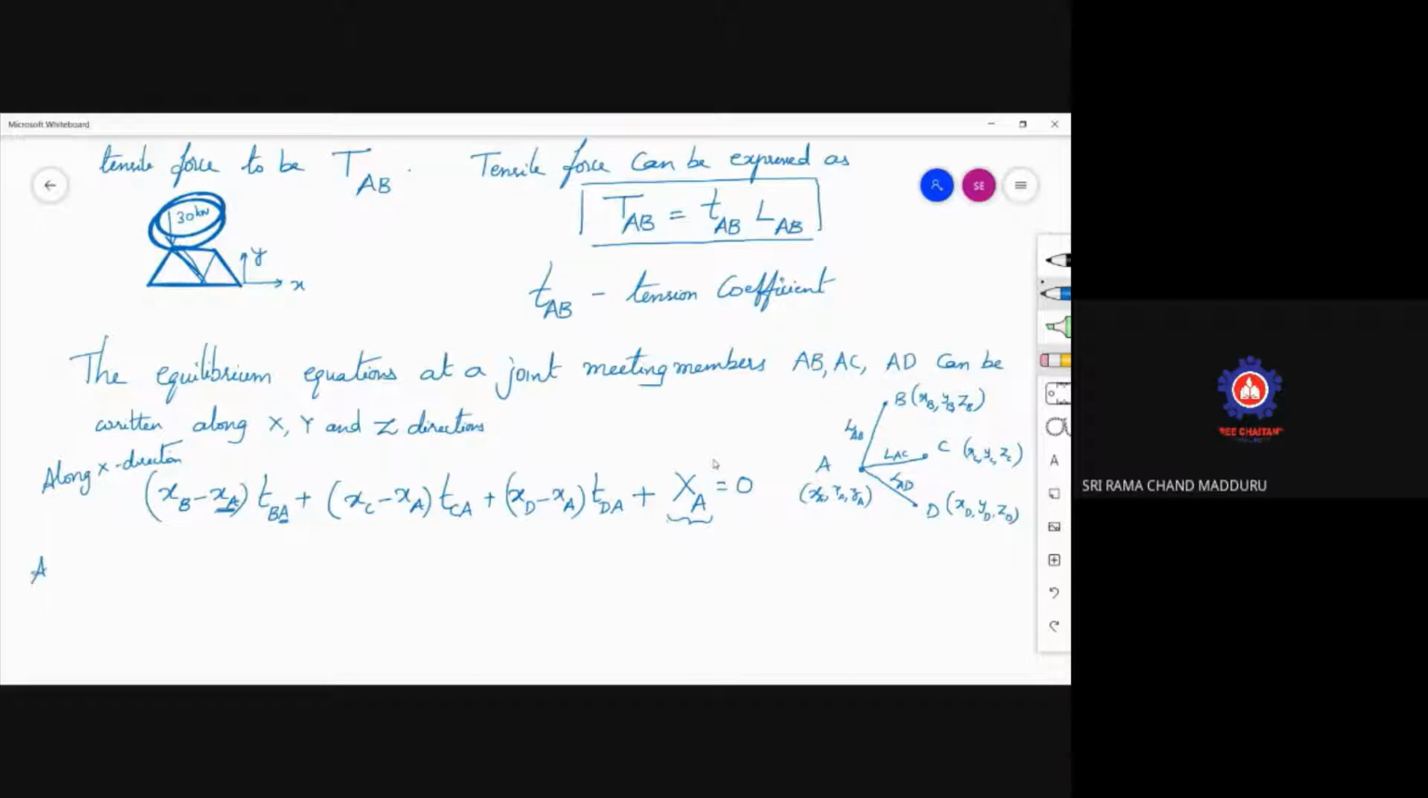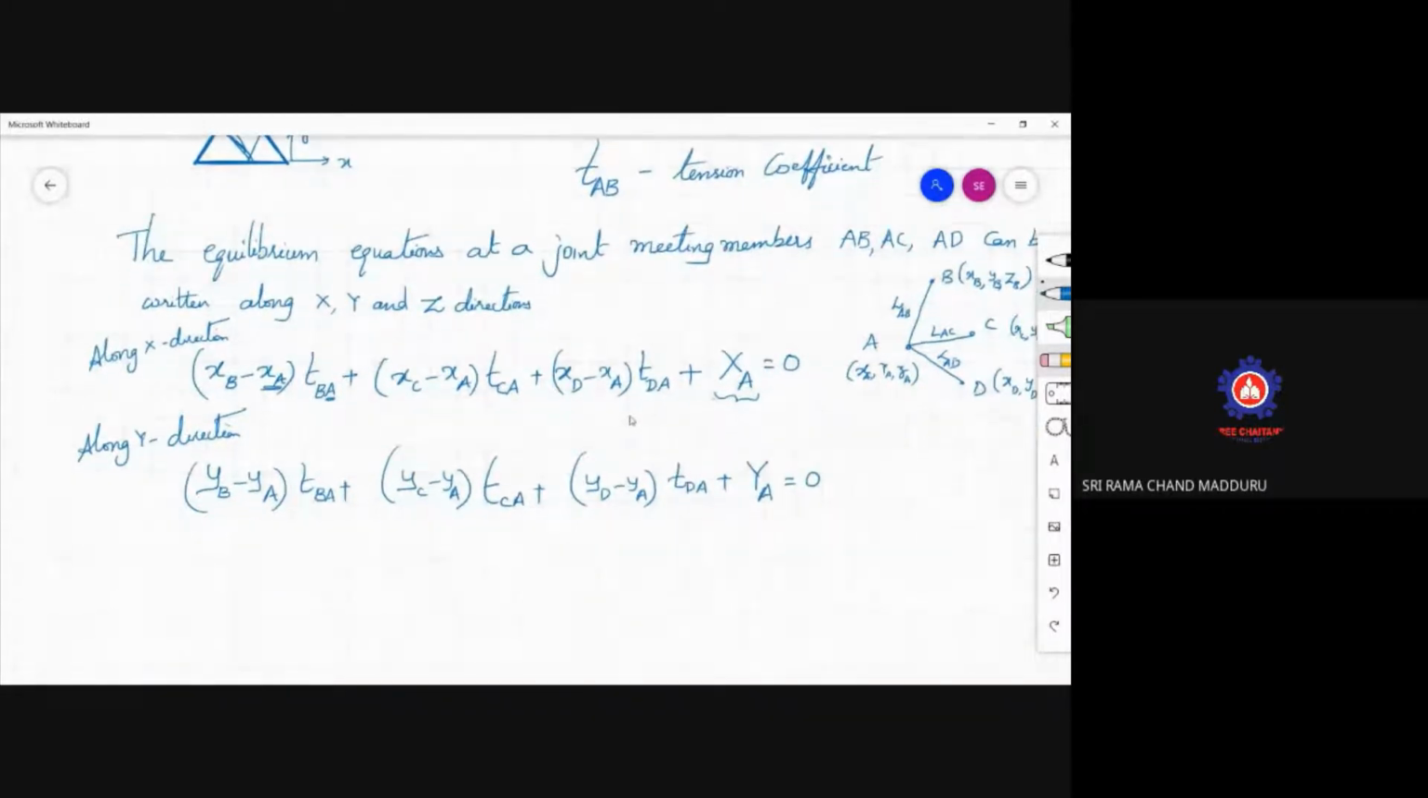Now, along y direction: YB minus YA into TBA plus YC minus YA into TCA plus YD minus YA into TDA plus YA, that is the force acting along the y direction at the joint A. Along z direction: ZB minus ZA into TBA, ZC minus ZA into TCA, ZD minus ZA into TDA plus ZA is equal to 0.